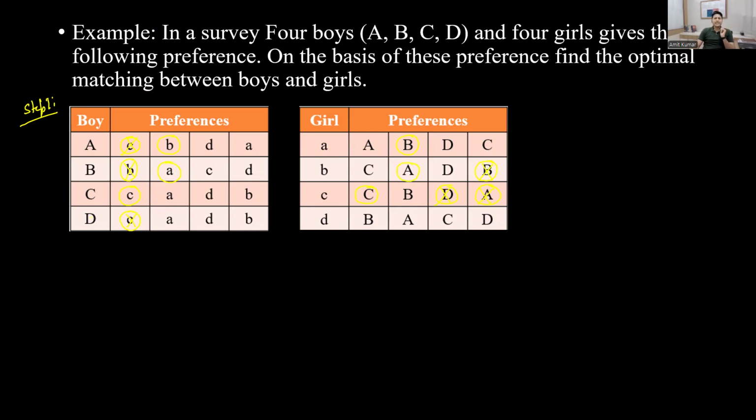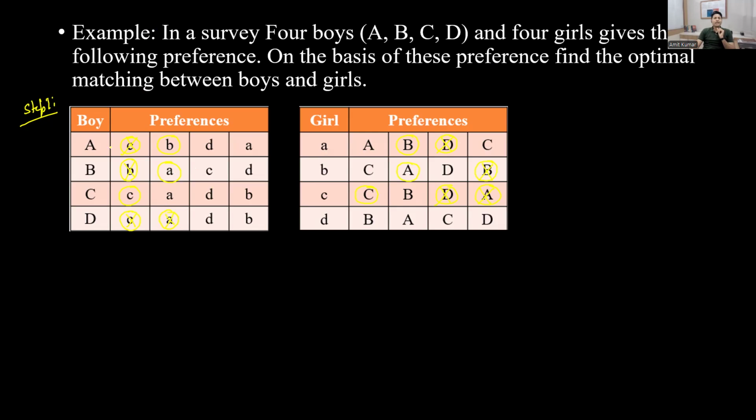Moving to D, the second option of D is A. So D exercises the second option, A. But if you see, A is already having the second choice and D is the third choice. So this option will not be accepted, or better to say the proposal is rejected. So the second proposal of D is also rejected. So this is about round number two, which is completed.